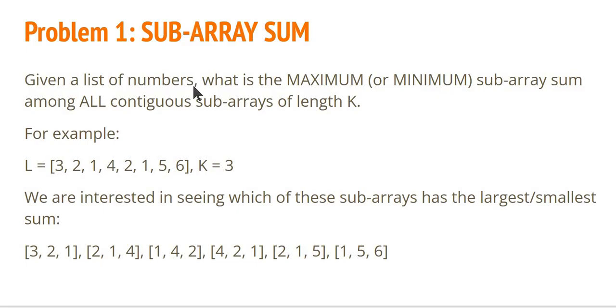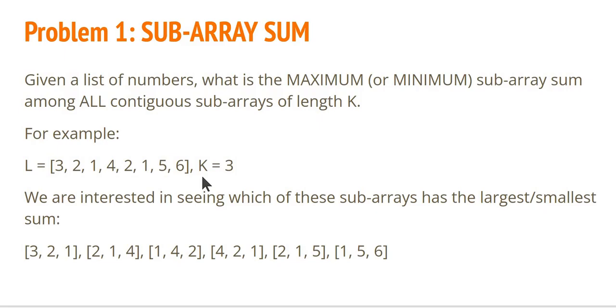These numbers could be positive, negative. The list may not be sorted. What is the maximum or minimum sub-array sum among all the contiguous sub-arrays of length k? So let's understand this carefully. Given a list, for example, like this L, a sub-array basically is any contiguous set of elements.